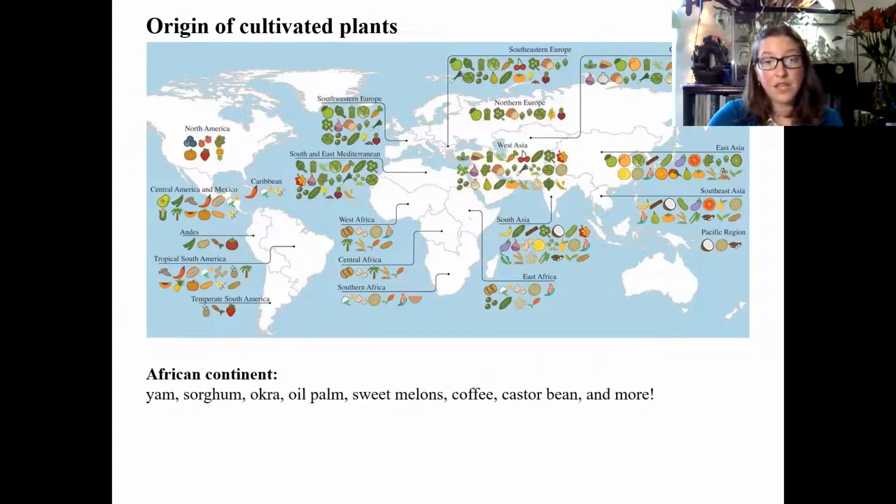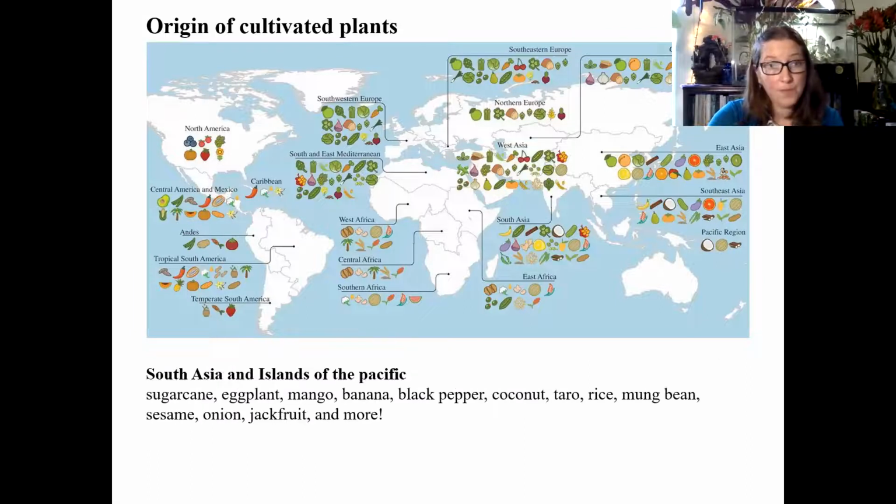In the African continent, you're looking at coffee, okra, yams, sweet melons, and lots more. In South Asia, you're looking at things like eggplant, mango, black pepper, which, I mean, can you imagine going a day without using pepper? I'm sorry, I use it in everything. Taro, mung bean, sesame, etc.